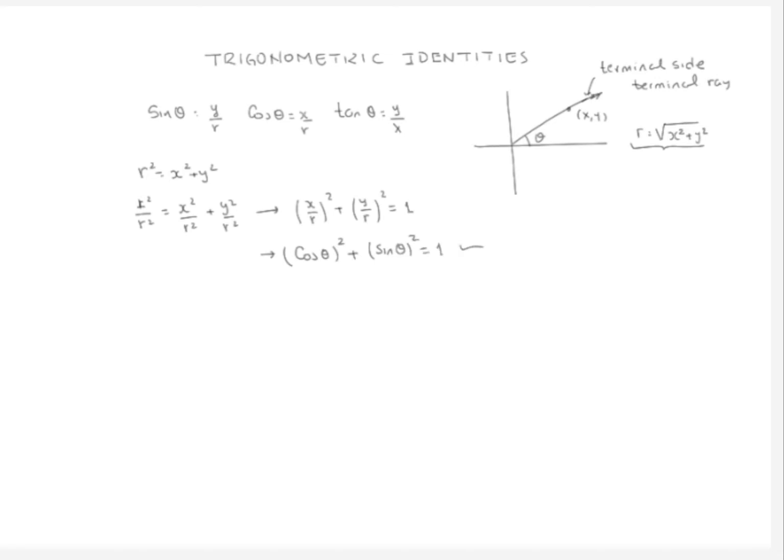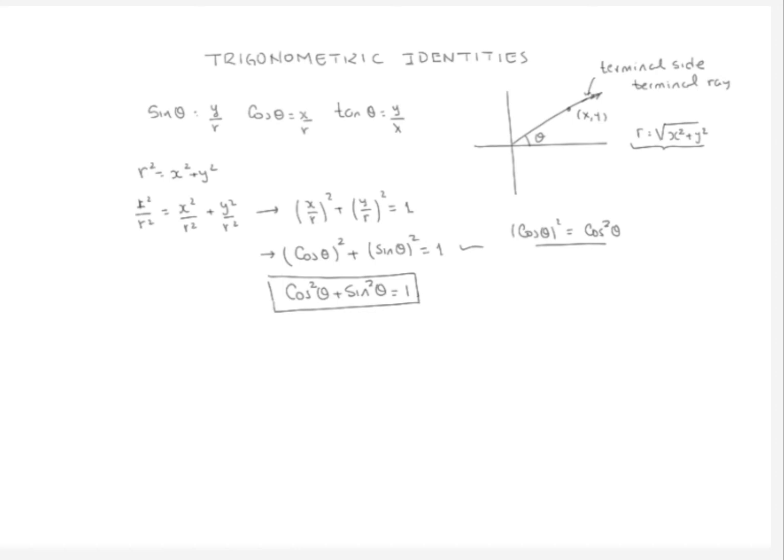Usually, instead of writing cosine of theta squared, we write cosine squared of theta. Same thing. Then we have this identity, cosine squared of theta plus sine squared of theta equals 1. This is maybe the most famous identity in trigonometry.